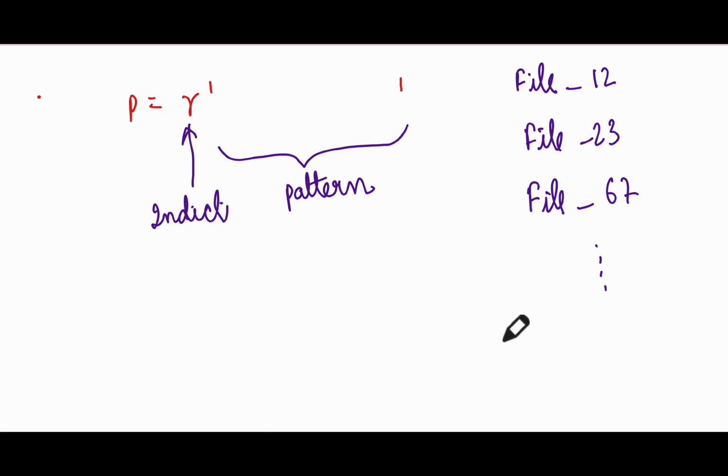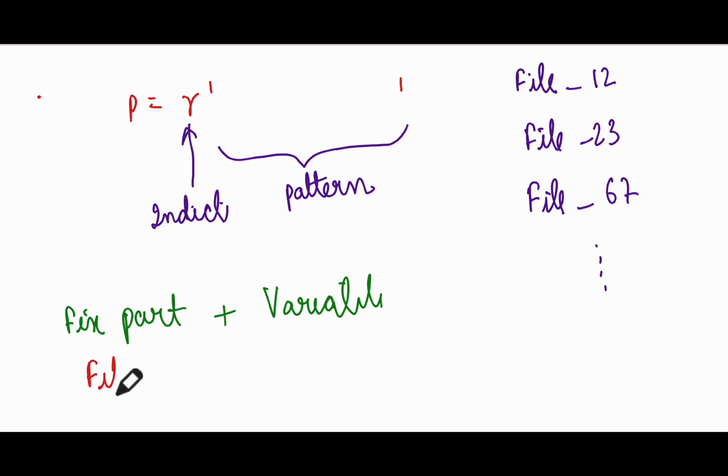So what is happening there? In any pattern there is a fixed part and then there is a variable part. What is the fixed part in this particular pattern? The fixed part is file underscore. And what is the variable part? It is two digits, digit 1 and digit 2. So the pattern that we will be creating will be for these two only.